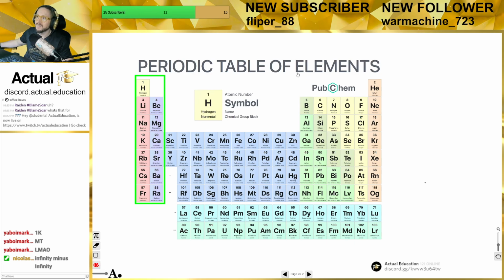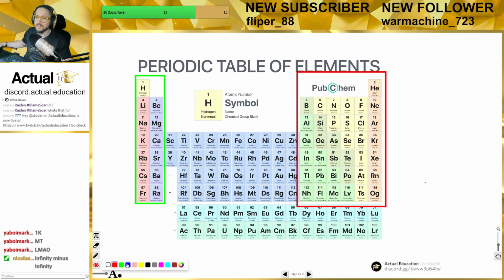Wait, I know one thing about the periodic table. Fluorine has the most electronegativity. Yes, good. Electronegativity, right? Fluorine. And then there's a trend. The left side doesn't have too much electronegativity, but the right side does have. Okay, so let's go over the two things real quick here.